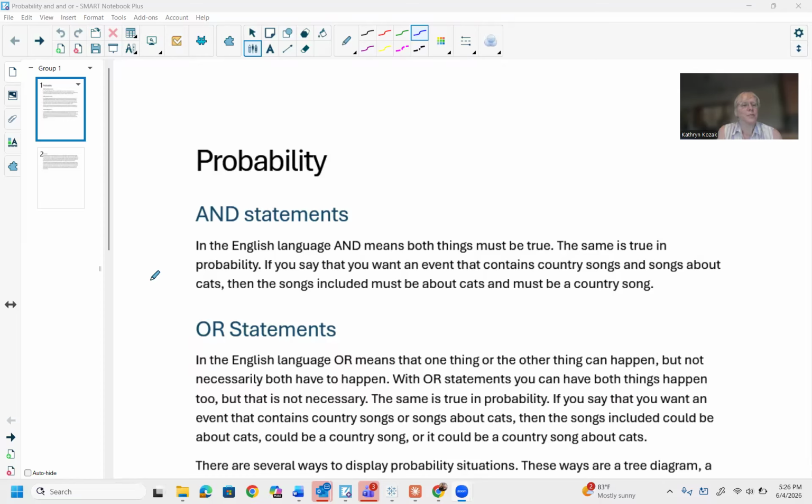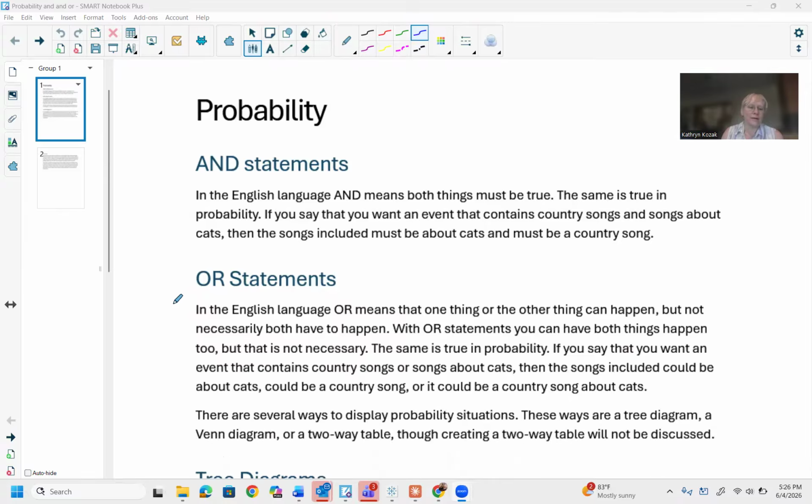The more concepts in probability is an and statement. In the English language, and means both things must be true. The same is true in probability. If you say that you want an event that contains country songs and songs about cats, then the songs included must be about cats and must be country songs.